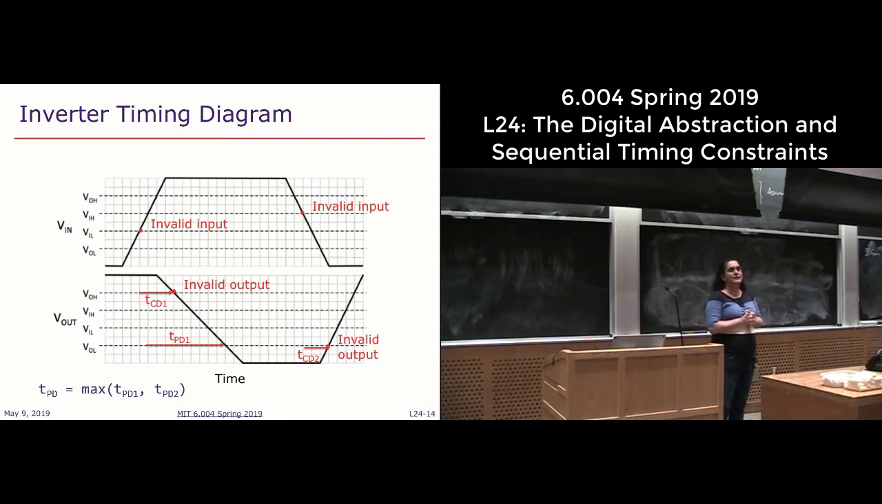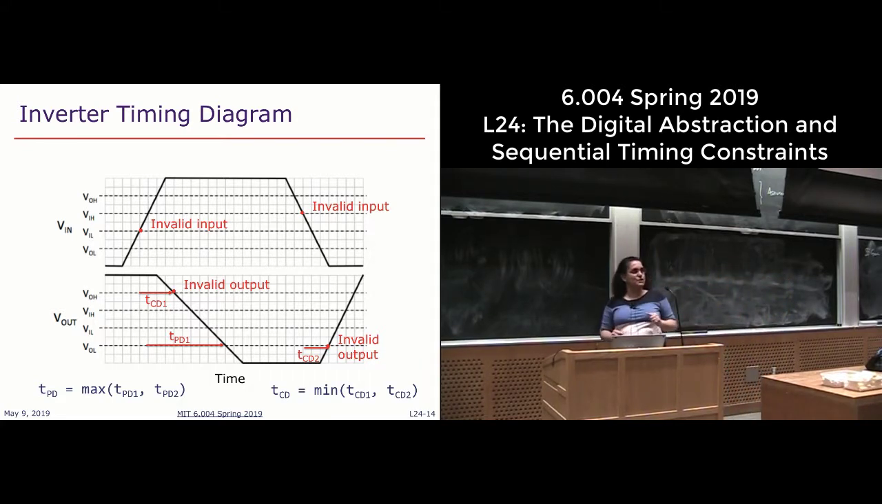Which one would be my actual contamination delay for this gate? Yep, the minimum, exactly, because I want to think about what's the fastest that my input to some gate might no longer be valid because something else is starting to change, okay? And we're going to see in just a minute why we care about this. All right, so my minimum one is this one here on the right, and so here I've figured out what my propagation delay and what my contamination delay are for this particular inverter.